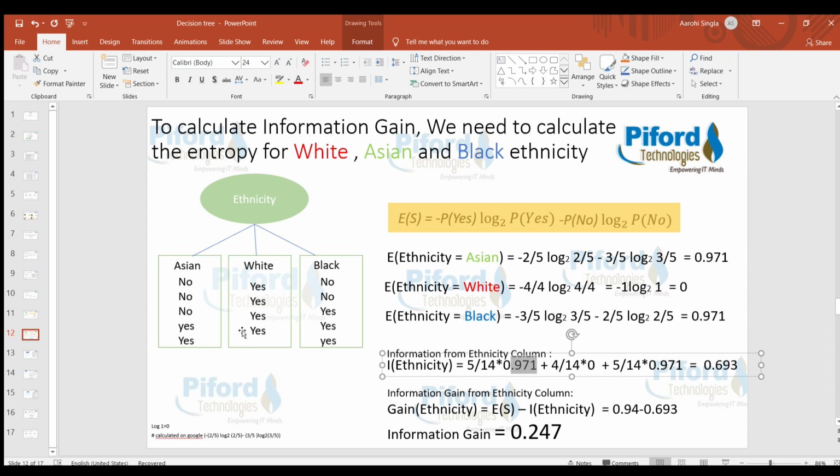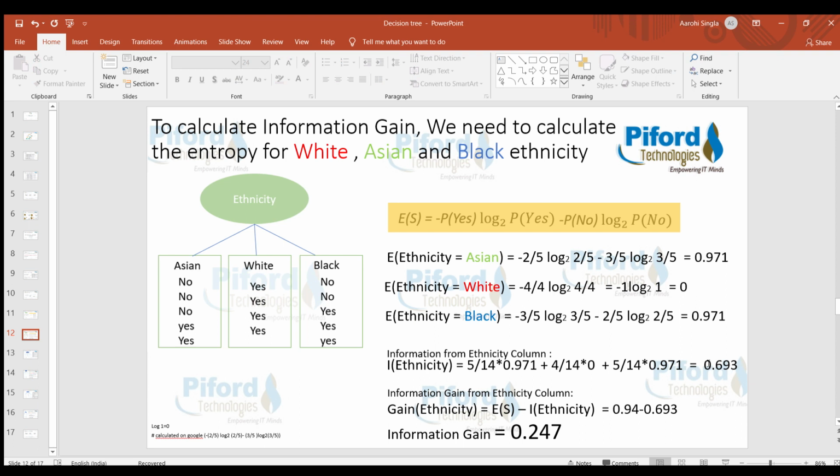And then over here, how many records were there? 4 belonging to white, out of how many records in the dataset? 14. 4 by 14. And what is the entropy for it? 0, because all the records are yeses over here. Same way, how many records? 5 out of 14 and into entropy. When you solve this, you'll get this value 0.693. That means information of ethnicity is 0.69.